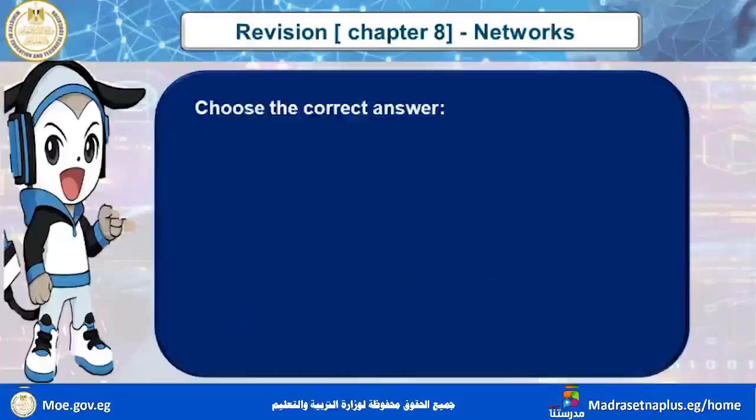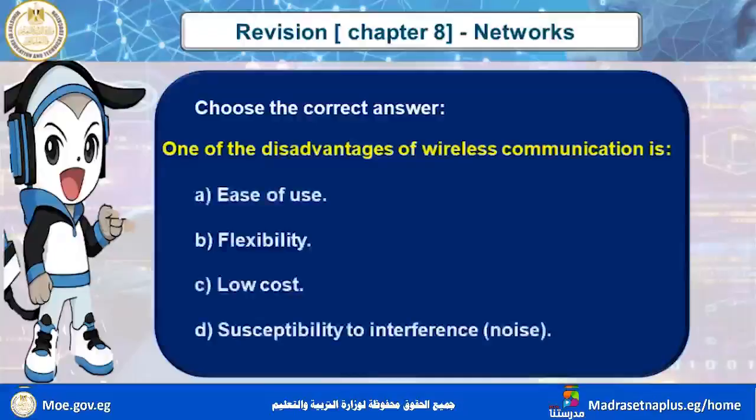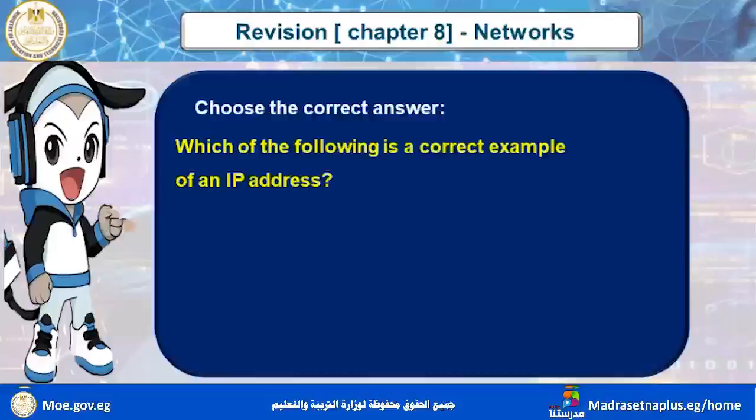Choose the correct answer. One of the disadvantages of wireless communication is ease of use, flexibility, low cost, or susceptibility to interference, which means here noise. Of course, one of the disadvantages is susceptibility to interference, which we call network noise. Choose the correct answer. Which one of the following is a correct example of an IP address?